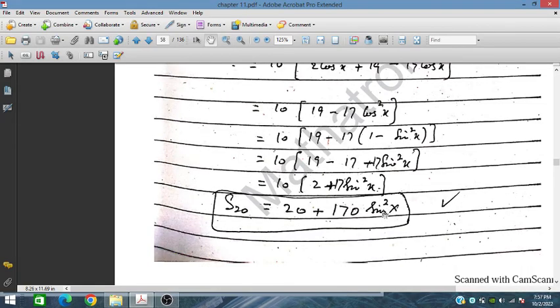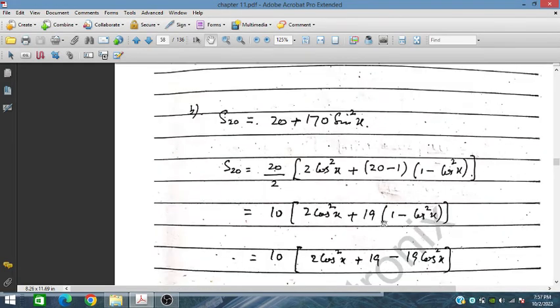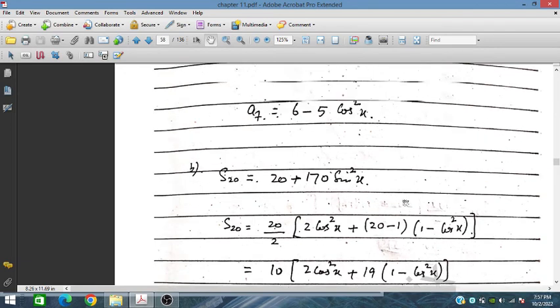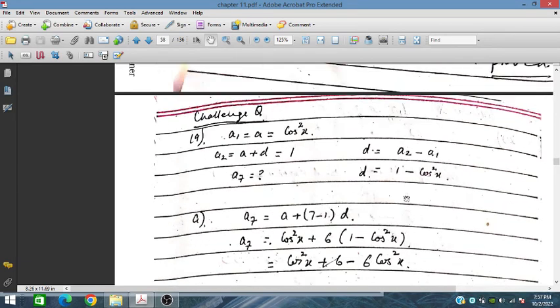So 170 sine square x. We have to show this. So we have proved that the sum of the first 20 terms is 20 plus 170 sine square x. So this was question number 19. That was a challenging one. It was a very difficult one.